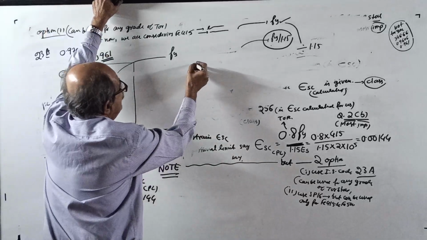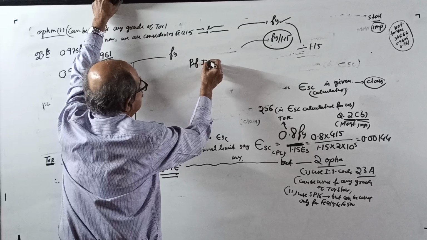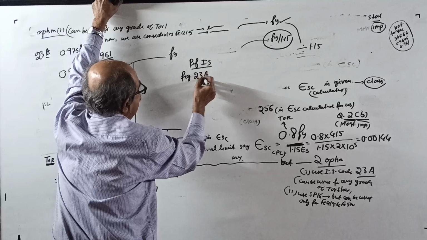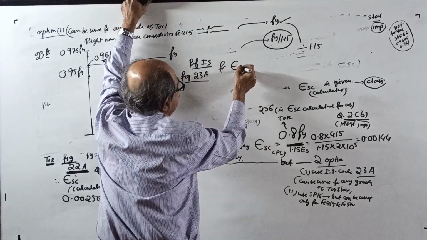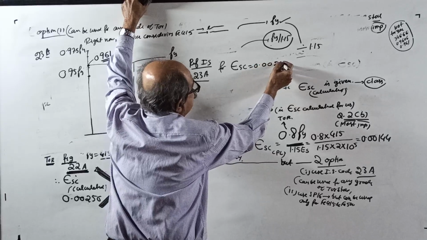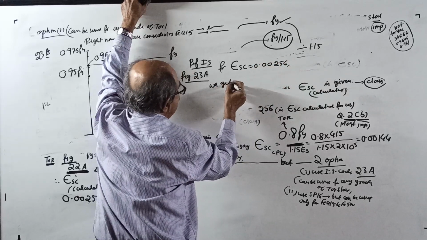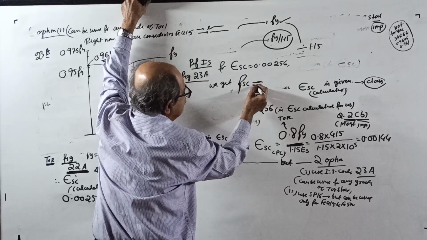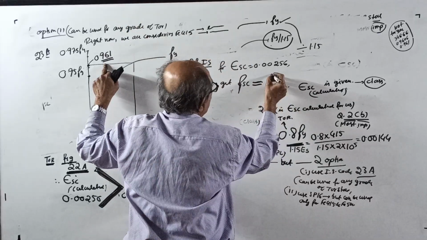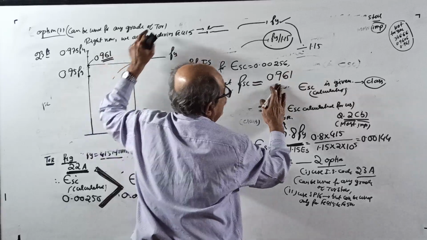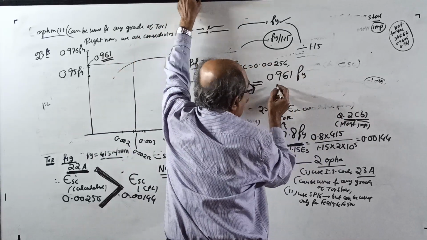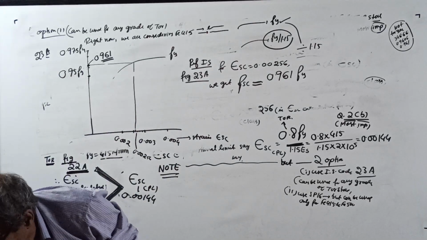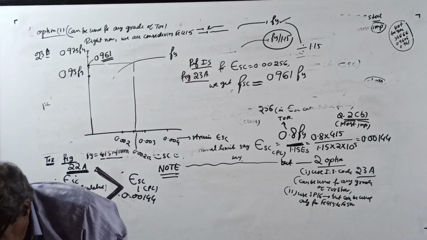So now I will write, referring to IS code, figure 23A for epsilon SC strain of 0.00256, we get FSC equal to, somewhat approximate, not the exact value, a little approximate, equal to, how much did I say? 0.961 into Fy. But never forget, I told you, which curve do you use? You used the Fy curve. You should actually use the Fy by 1.15 curve. So never forget, I told you, there is a chance of making a mistake.